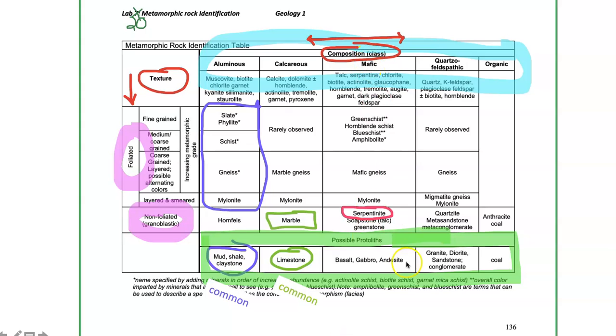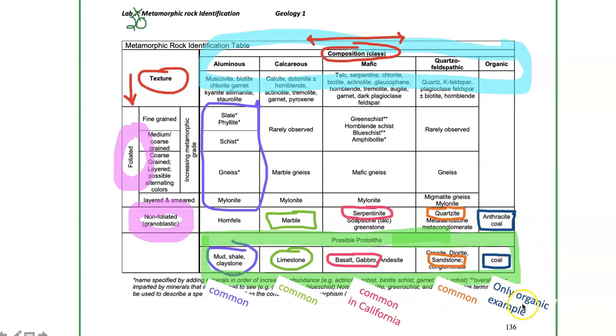In terms of the mafic metamorphic rocks, the one that we're going to focus on here is serpentinite, and that comes from metamorphosed basalt or gabbro. And these are common in California because serpentinites are common in California. Quartzo-feldspathic metamorphic rocks that are common are quartzite, and that comes from metamorphosing sandstone, another thing I talked about in the metamorphic mineral lab. Finally, anthracite coal is from metamorphosing bituminous coal, and that's the only organic example we have here. One thing to remember is that serpentinite is California's state rock.